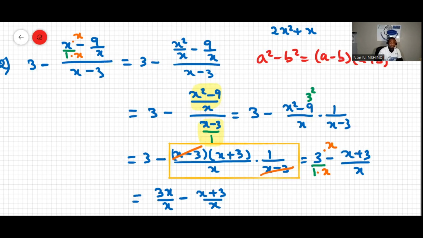Then we can combine the numerators because the denominator now is common. If you combine the numerators, it's going to be 3x minus x minus 3, because this negative sign here will apply to everything there: negative x and then minus 3, all over x. And then 3x minus x makes 2x minus 3 over x. Okay, thank you.